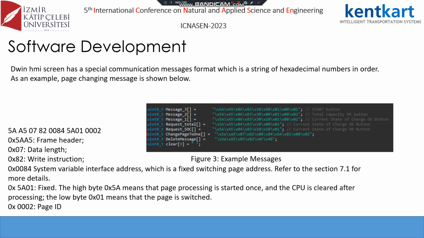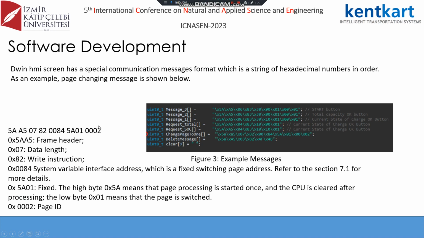DWIN HMI screen has a special communication messages format, which is a string of hexadecimal numbers in order. As an example, page changing messages is shown below. This is an example of string message which we use to change pages by using microcontroller. These all bytes have unique meanings here. For example, 5AA5 is frame header, as you can see here. 0807 is data length. It's corresponding to hexadecimal value, of course. The 82 is write instruction, and it goes on like this.